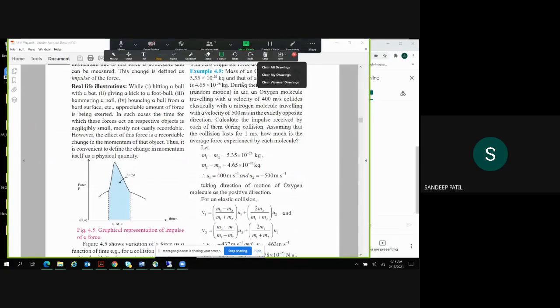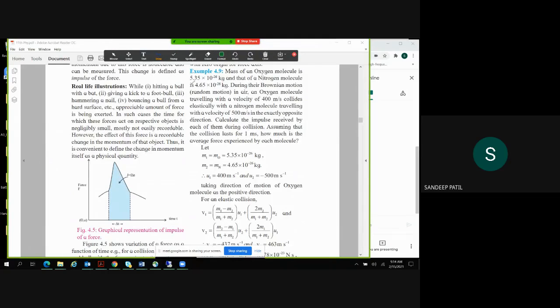The mass of an oxygen molecule is around 5.35 × 10^-26 kg, and that of a nitrogen molecule is 4.6 × 10^-26 kg during Brownian motion. In air, these are the oxygen molecules, right? They travel here and there and are not constantly at the same place. This is called Brownian motion. इसको Brownian motion कहते हैं.